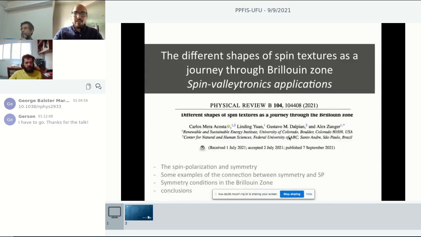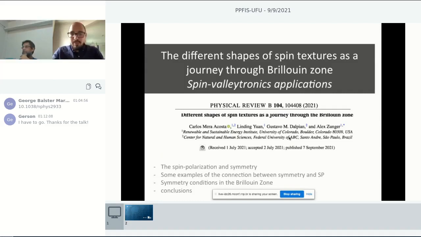One nice thing is that our paper was published two days ago, so I was ready for this meeting. In this paper, we start with a discussion of the definition of spin polarization and its relation with symmetry. I'm going to follow a similar outline here, and then explain some examples of the connection between spin polarization and symmetries. And finally, I'm going to use this to filter some compounds.